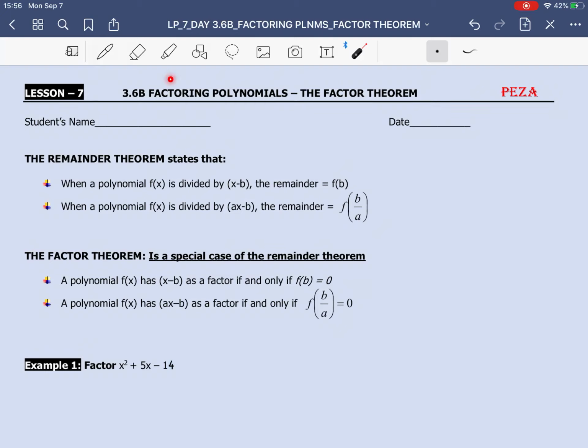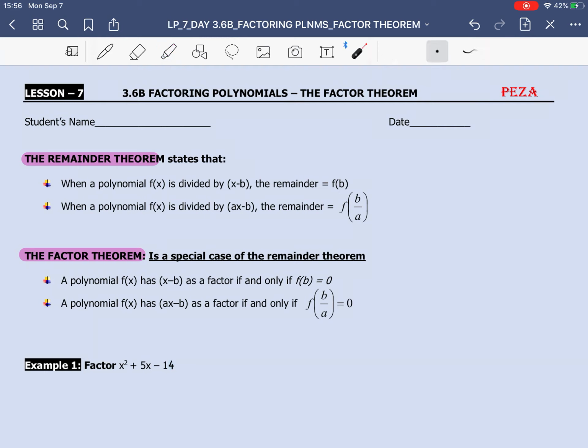Hello and welcome. In this video, we'll talk about factoring polynomials. There are two big and important theorems that are involved in the process of polynomial factorization: the remainder theorem and the factor theorem. You already looked at the remainder theorem in the previous lesson when we investigated the whole process of how we derive it.